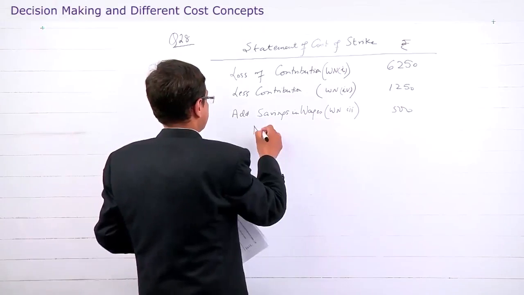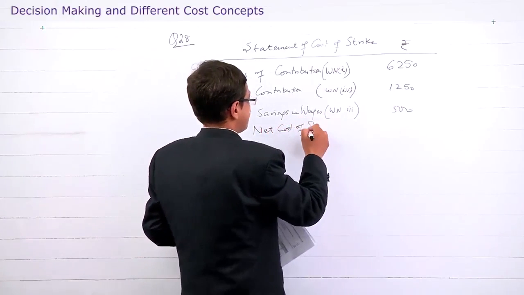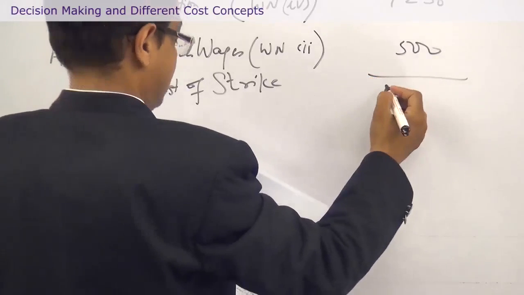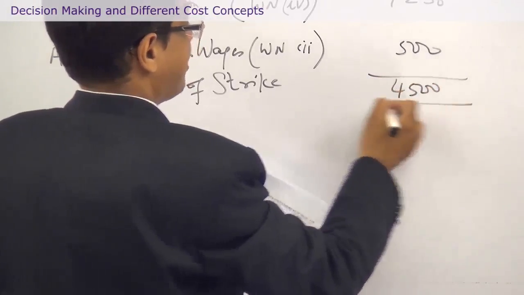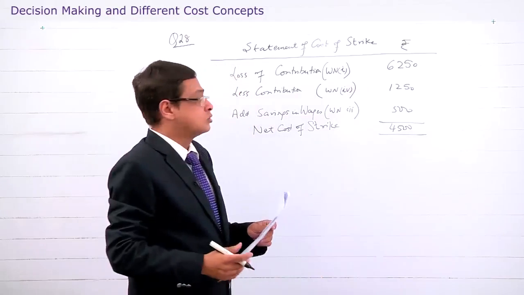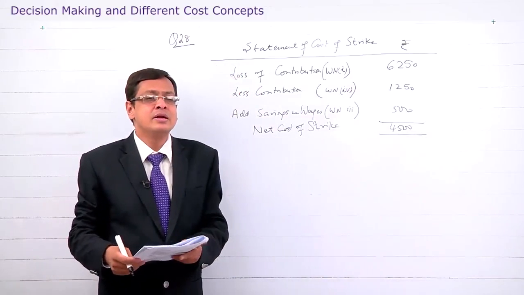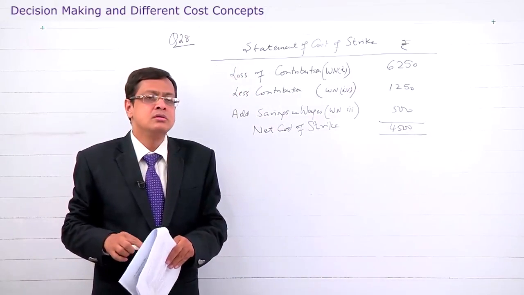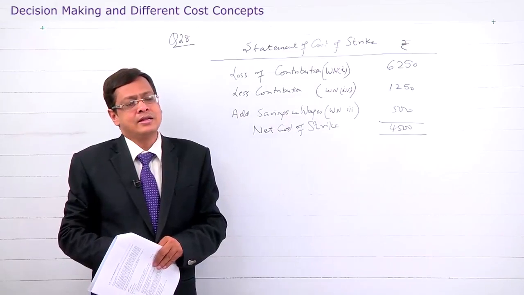So net cost of strike, if you adjust, is 4,500 rupees. So this is the net cost of strike which management must know, and this is how the businesses resolve the thing before the strike takes place.